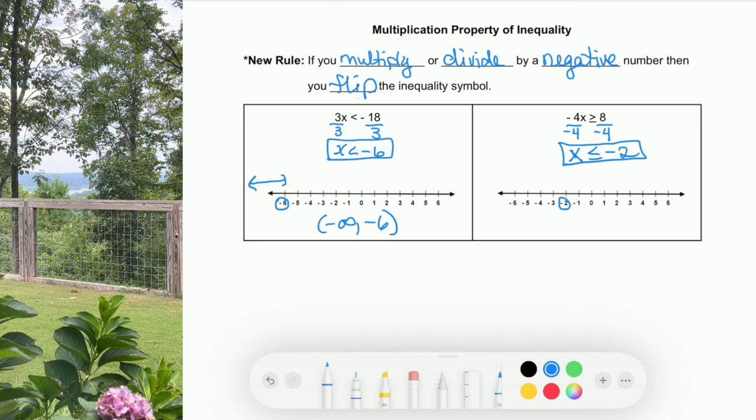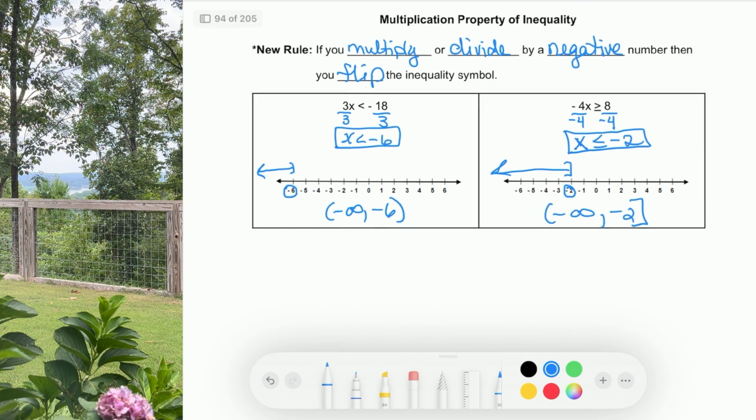So our frame of reference is the -2. And it tells us that x is less than or equal to that. So it includes a -2. So I'm going to have my bracket, and x is less than that. So I'm going to go to the left. So my interval notation is going to be -infinity, comma, -2 bracket, since -2 is included.